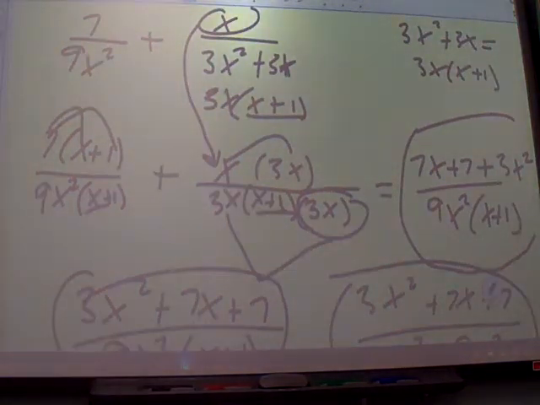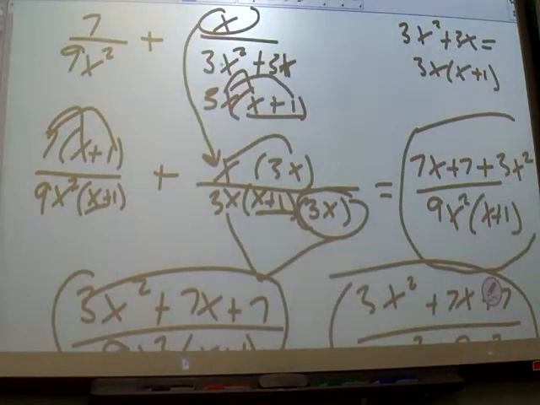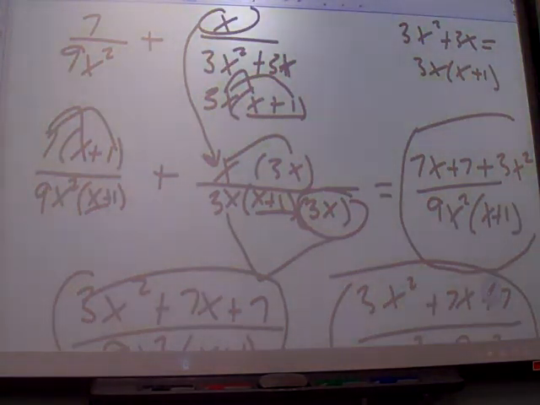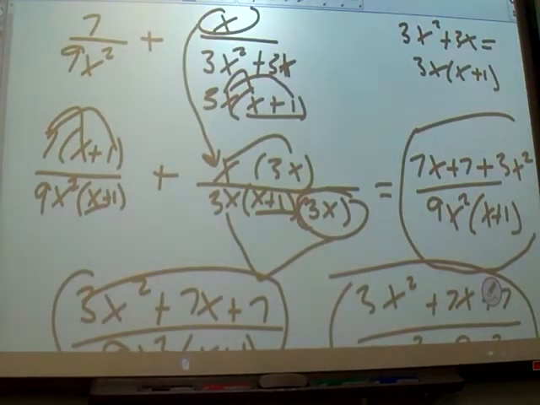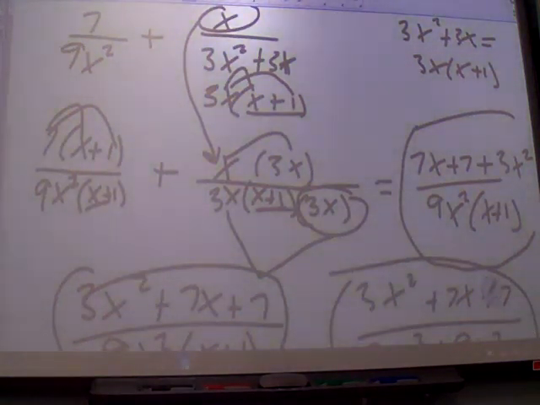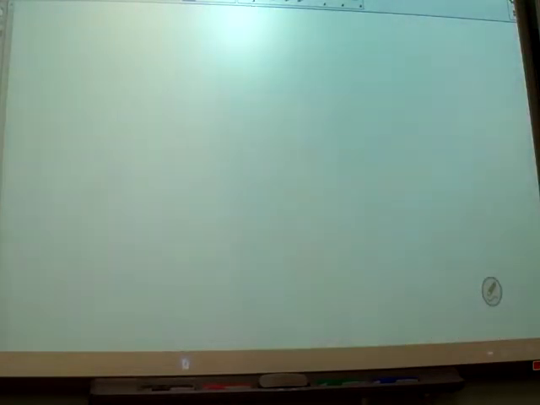It'll be whatever. The reason it was 1 is because we took that whole thing out. But if that had been a 6x there, it'd be a 2. Okay. All right, let's try some more.